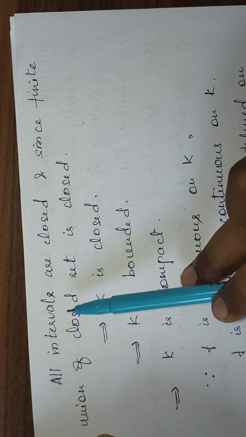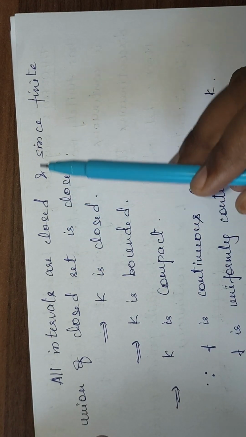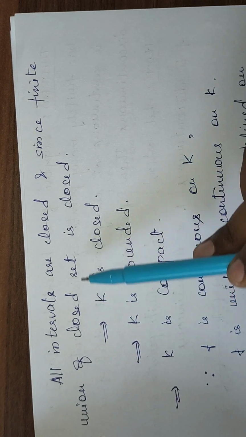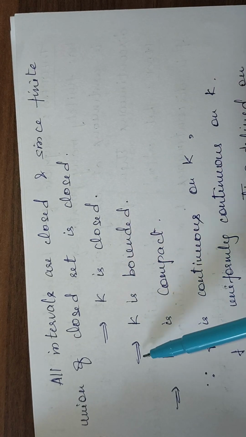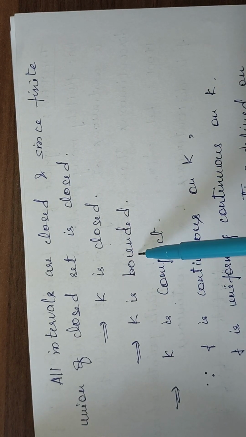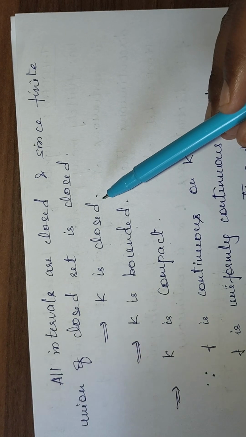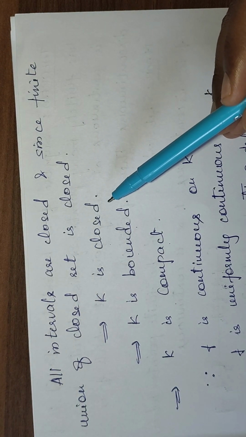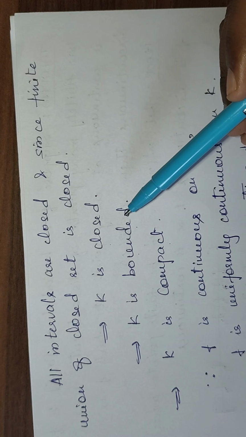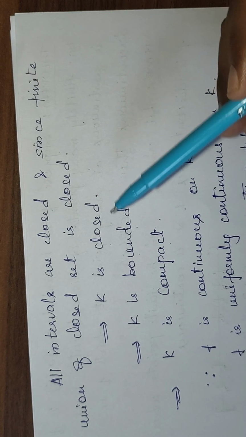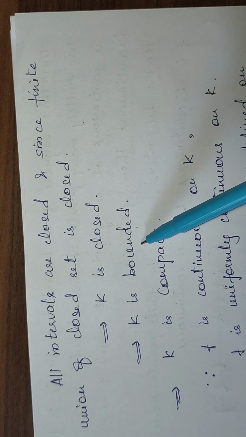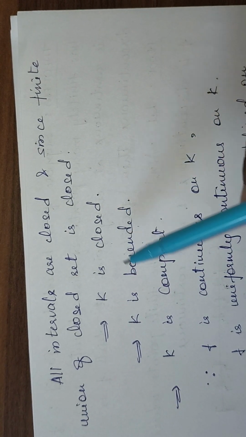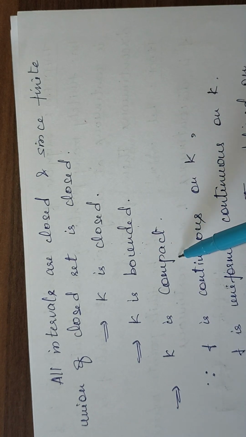See here, all the intervals are closed, and since a finite union of closed sets is closed, it implies K is closed, which implies K is bounded. Why? Because we have already been given that f is bounded on the closed interval [a, b]. K is a part of the closed interval [a, b], so obviously it is bounded. And since K is closed and K is bounded, it will be compact. Okay, so K is compact.